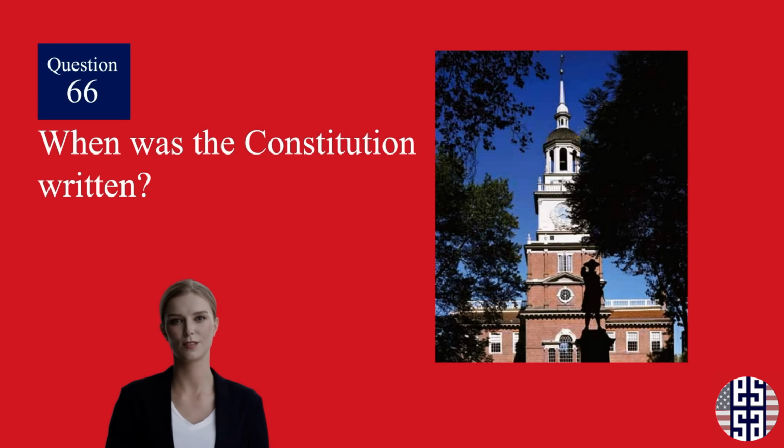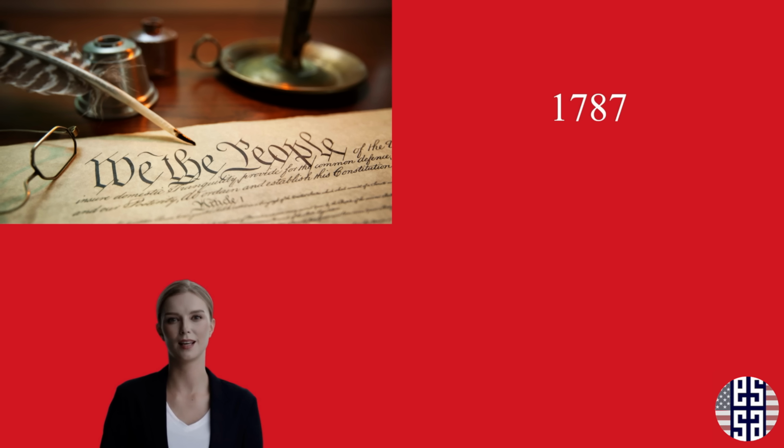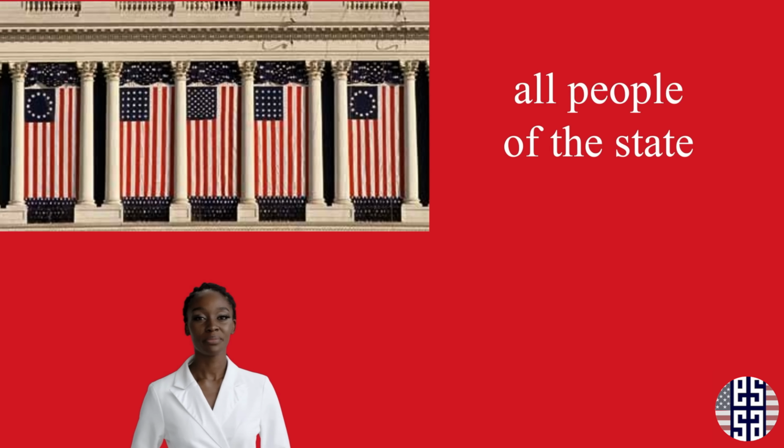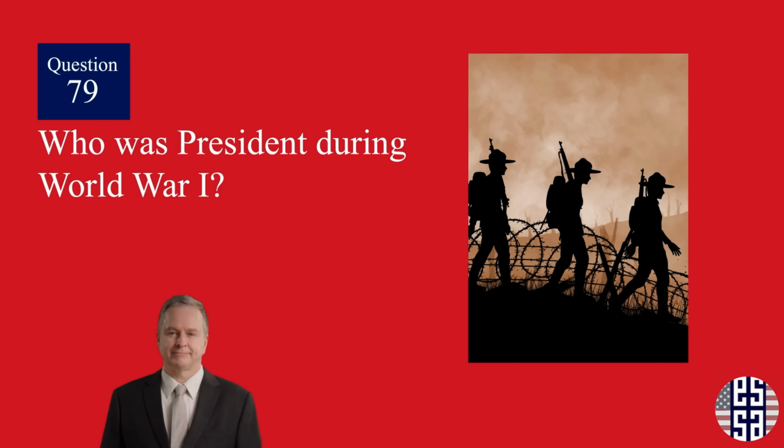When was the Constitution written? 1787. The Constitution was written in 1787. Who does a U.S. Senator represent? All people of the state. Who was president during World War I?